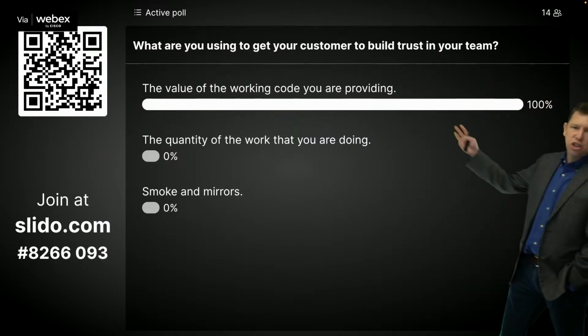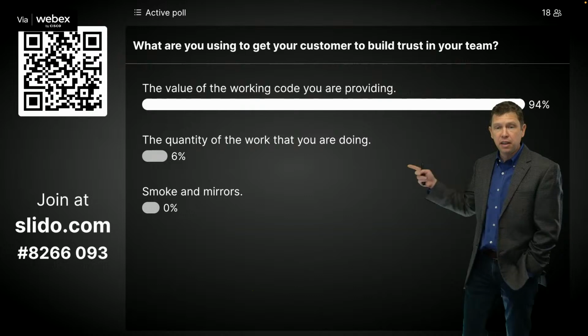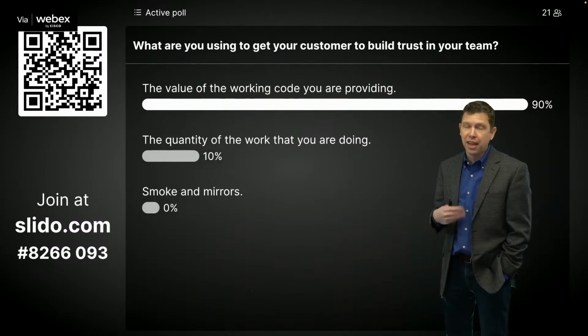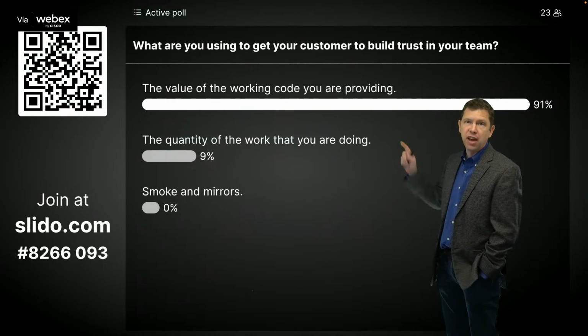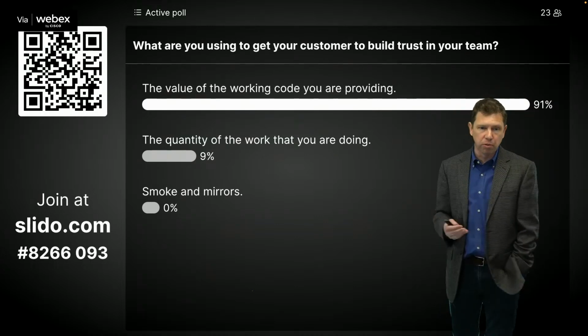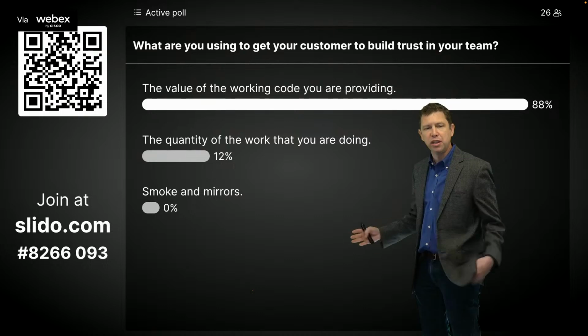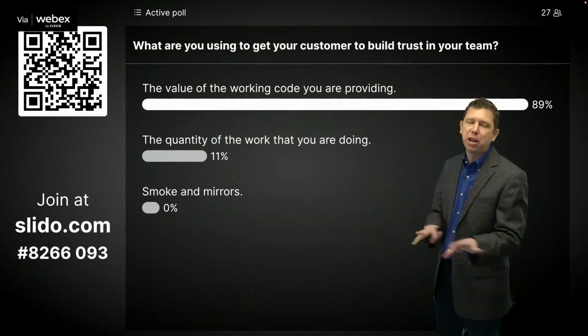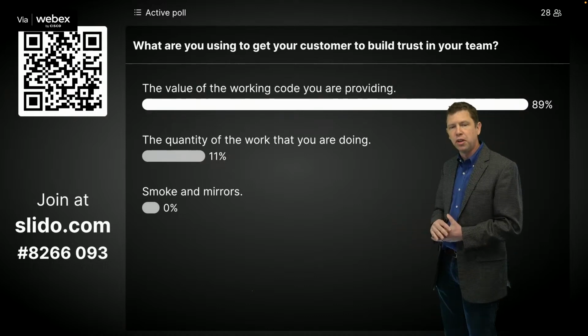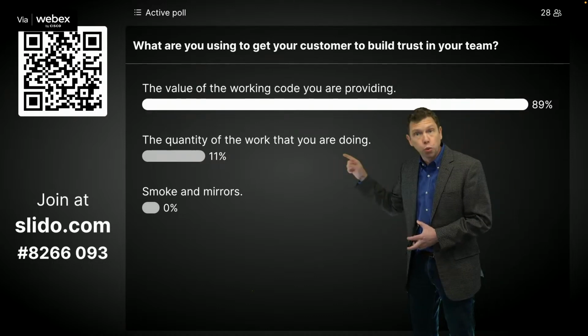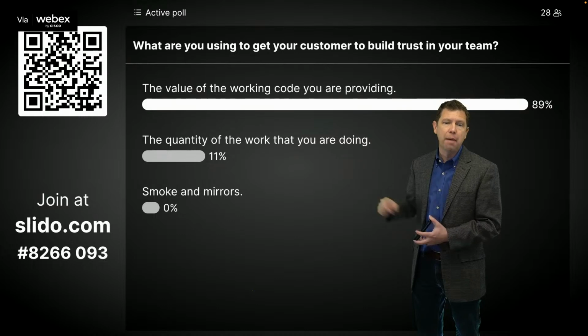So this should be what we're striving for, but it's easy to get into situations where the thing that we're trying to promote to build trust is the quantity rather than the value of the code that we're providing. I've also been on teams where it's smoke and mirrors, like the application doesn't really work, but we have a way to make it look like it works. I've seen that happen before too. But this is what we want to avoid, but it's really easy to get into this trap.